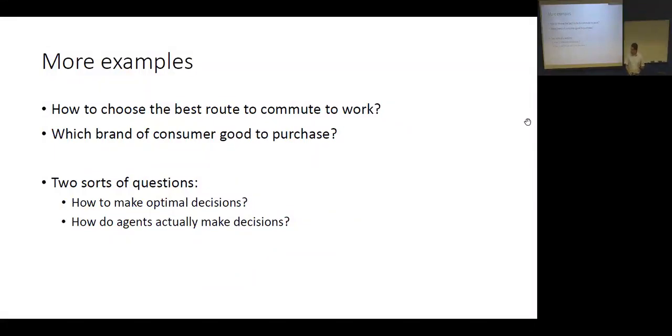So you can ask two kinds of questions. You can ask, how should we make optimal decisions? And that's what I'm going to address today. That's maybe more the OR type of question. You could also ask, what do agents actually do? How do human beings behave? And that maybe is the question more of interest to economists and social scientists and so on. Both are interesting questions, but we'll only address the first one.